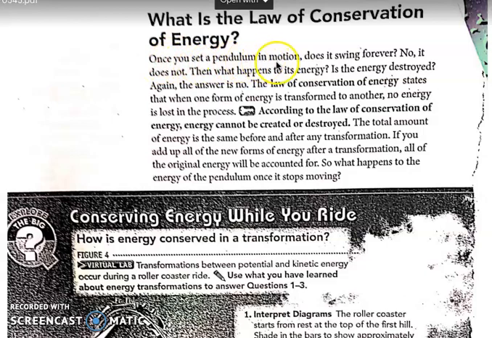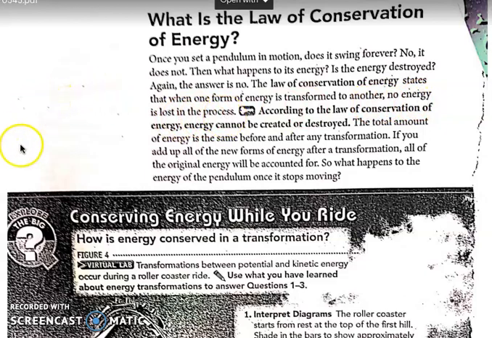Once you set a pendulum in motion, does it swing forever? No, it does not. Then what happens to its energy? Is the energy destroyed? Well, again, the answer is no. Because the law of conservation, which means save, of energy states that when one form of energy is transformed to another, no energy is lost in the process.